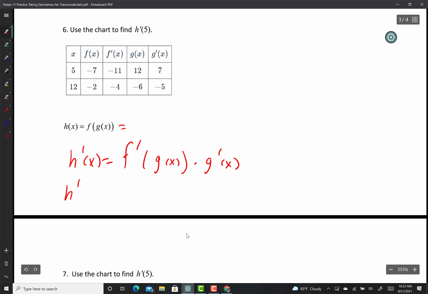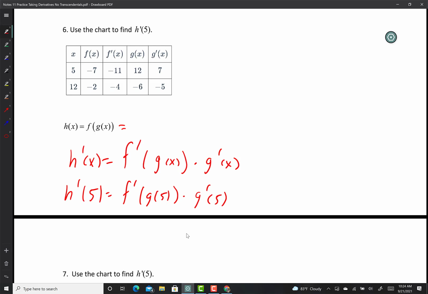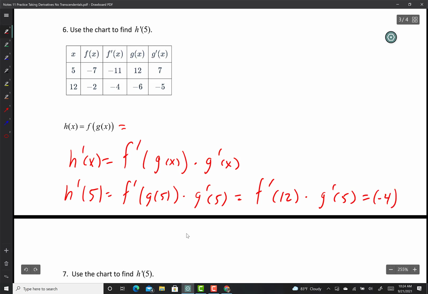Now you're just plugging in. h prime of 5 equals f prime of g of 5 times g prime of 5. So first, look up g of 5. What is g of 5? So now it's going to be f prime of 12 times g prime of 5. This is a good example. So now f prime of 12, we look for f prime of 12. What's f prime of 12? Negative 4. So negative 4 times what's g prime of 5? 7. Sorry.